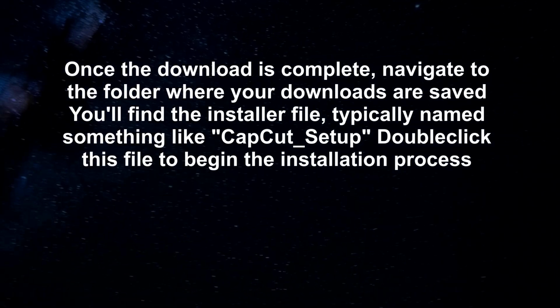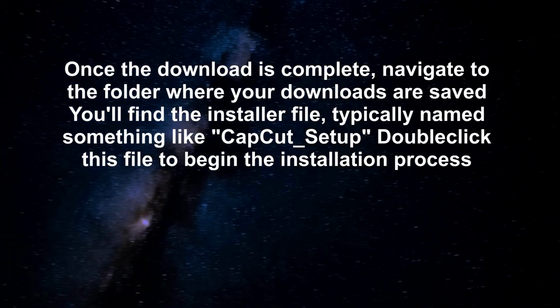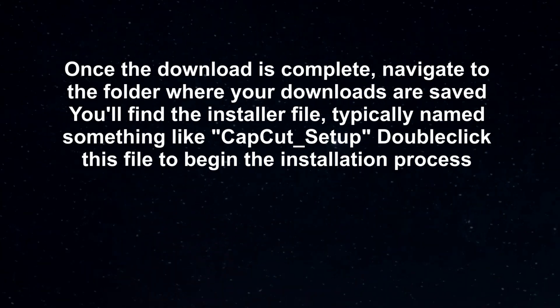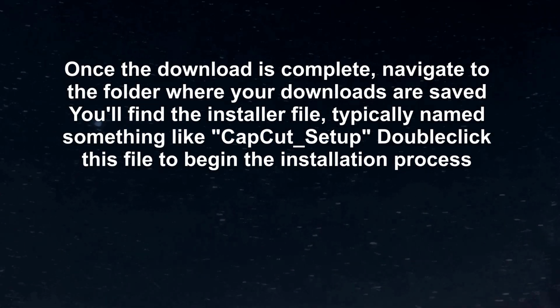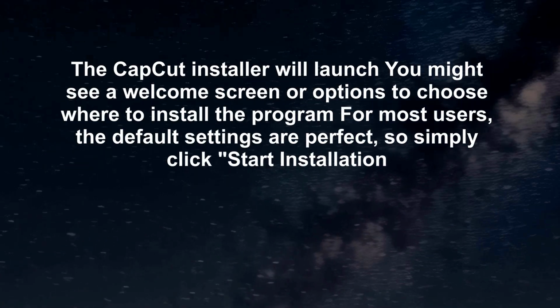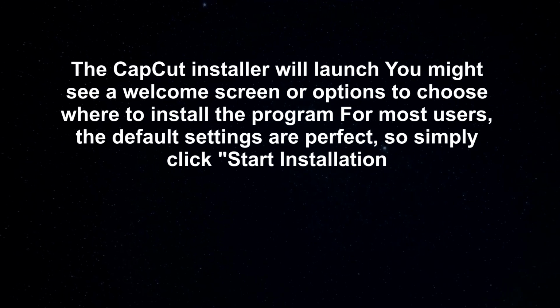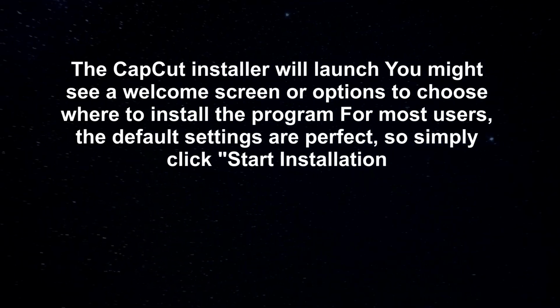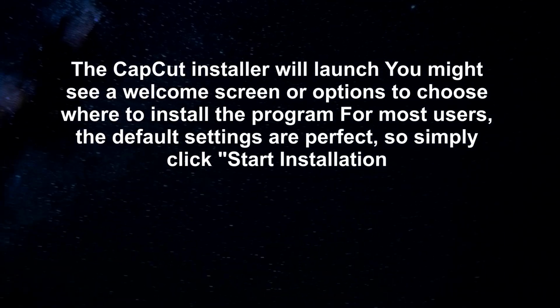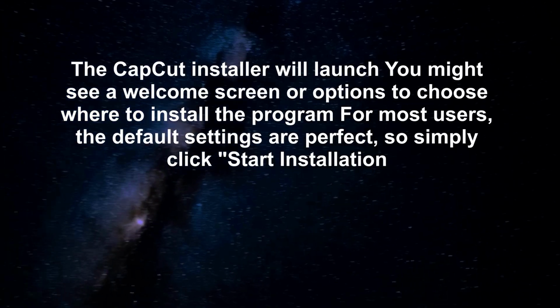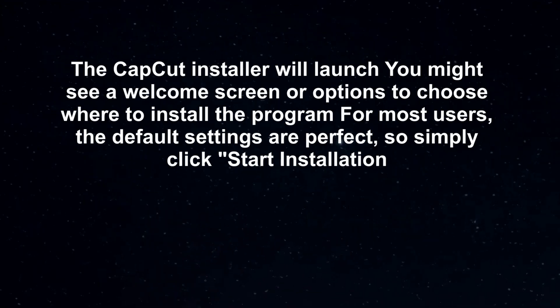You'll find the installer file, typically named something like CapCut Setup. Double-click this file to begin the installation process. The CapCut installer will launch. You might see a welcome screen or options to choose where to install the program. For most users, the default settings are perfect, so simply click Start Installation.